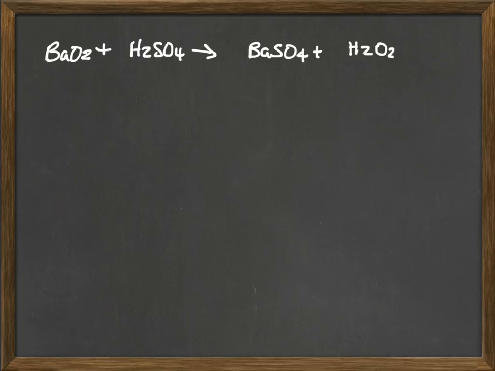This is an example of one way to balance a chemical equation. The important thing to remember is that we need to have the same number of atoms of each element on the left side of the arrow and on the right side of the arrow.